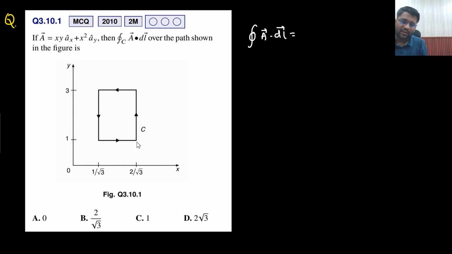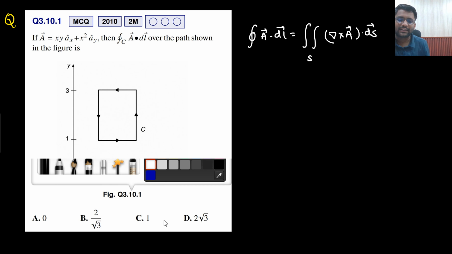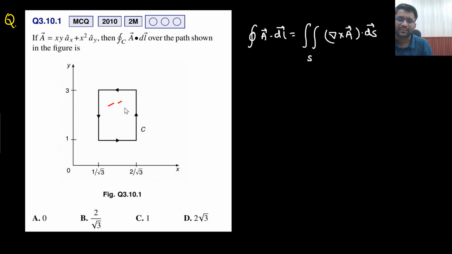Here, if I find it over the closed curve, A to B, B to C, C to D, too much moving I will have to do. What I can do is use the theorem I know: A dot dl would be equal to del cross A dot ds over the surface S. What will be the surface S? Directly I can see that this will be the surface S.